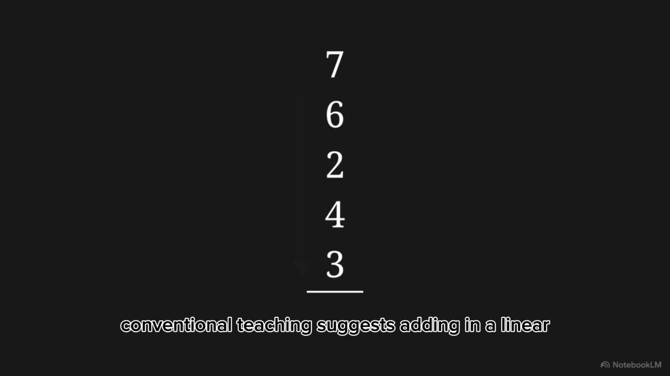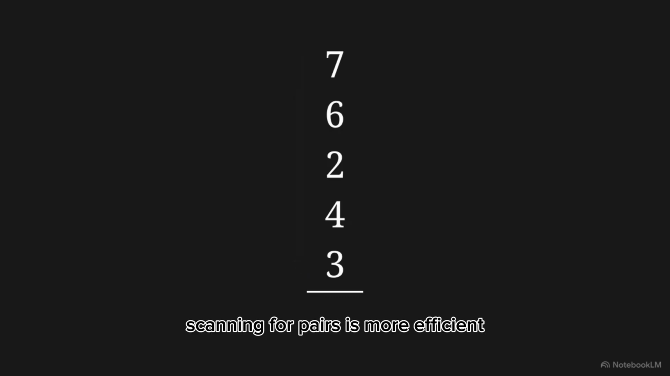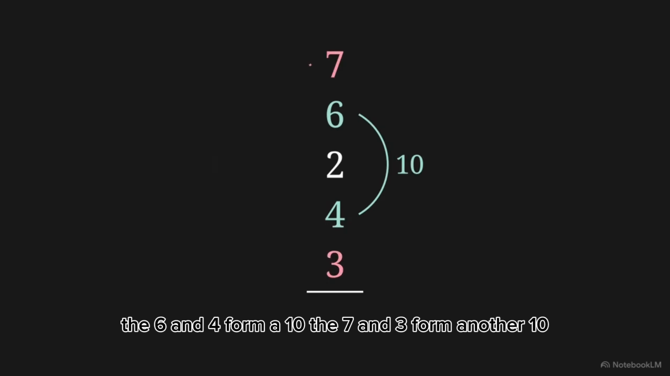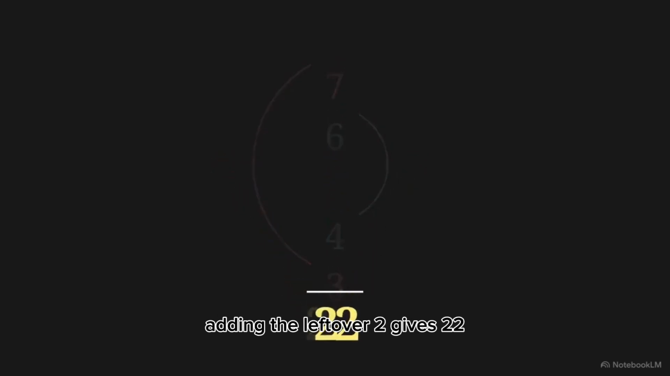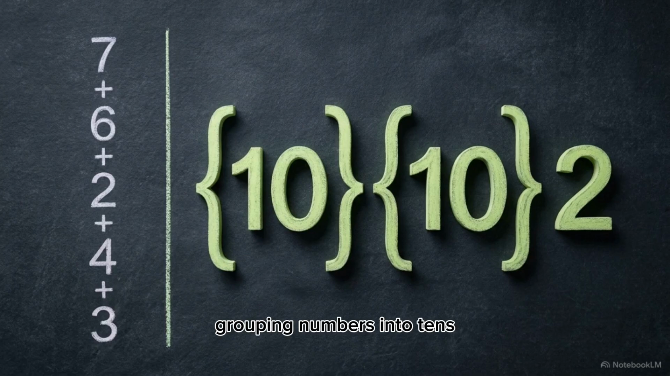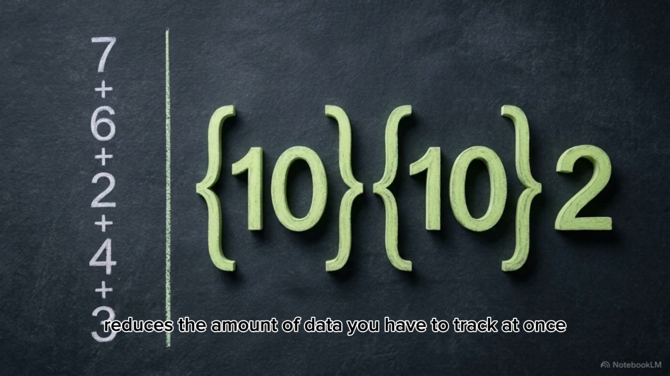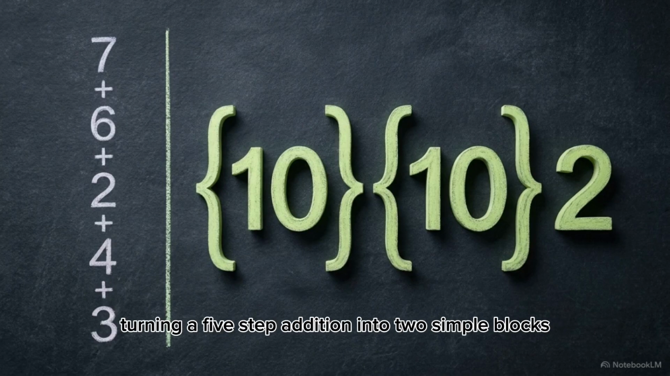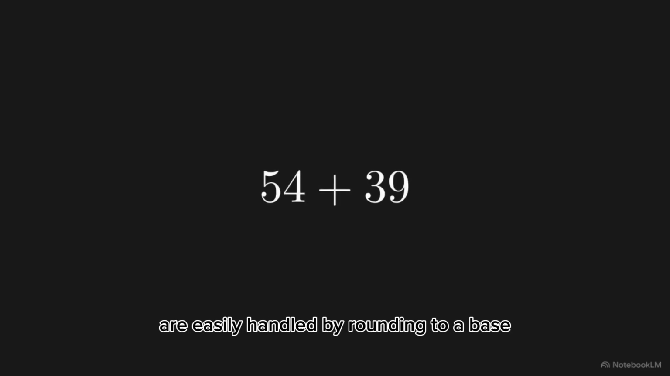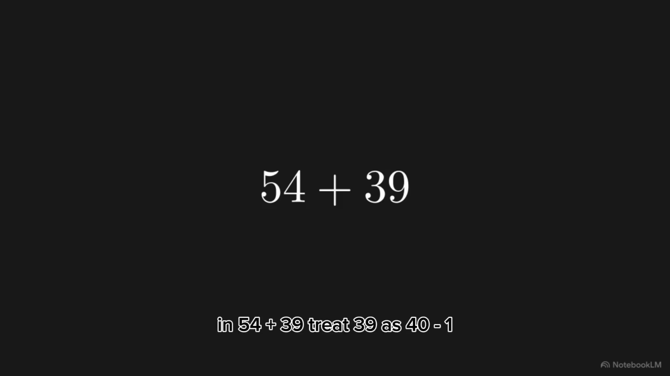Conventional teaching suggests adding in a linear top to bottom sequence. Scanning for pairs is more efficient. The 6 and 4 form a 10, the 7 and 3 form another 10. Adding the leftover 2 gives 22. Grouping numbers into tens reduces the amount of data you have to track at once, turning a 5-step addition into 2 simple blocks. Numbers just below a multiple of 10 are easily handled by rounding to a base.